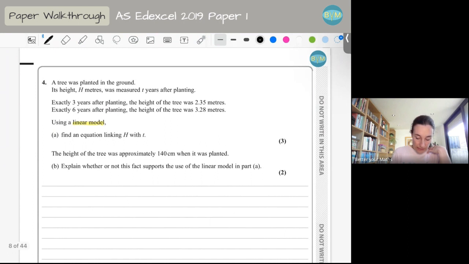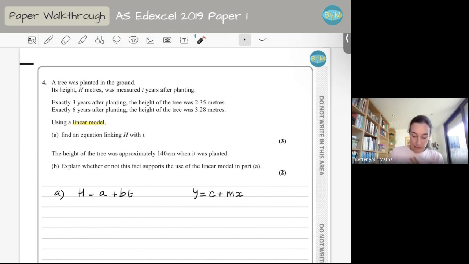So what we're going to do is write H, and if it's a linear model, it's going to have the equation of a straight line. So I'm going to have something like A plus BT, or if you want to think of it as C plus MX, gradient and y-intercept. You can swap the letters, but the Y is the H and the X is the T, because the height of the tree depends on the number of years since it was planted. The height is a function of the time.